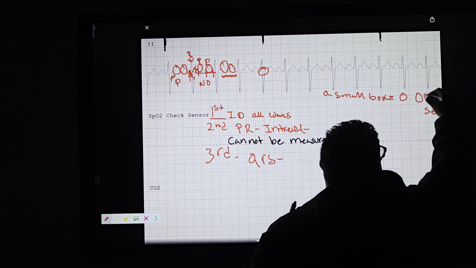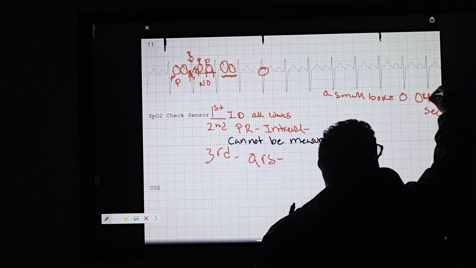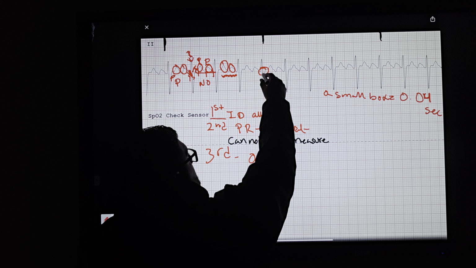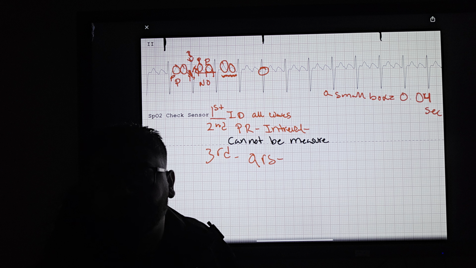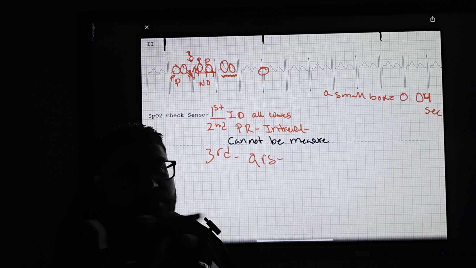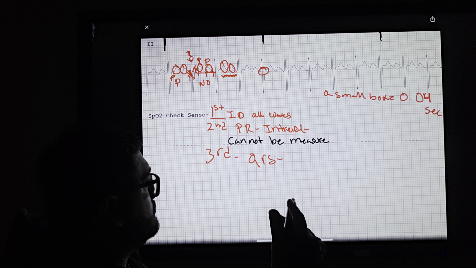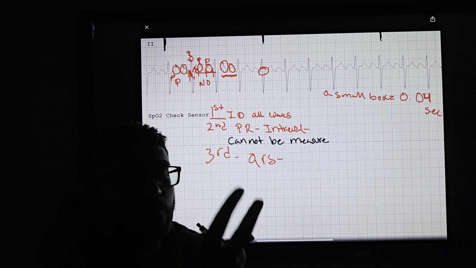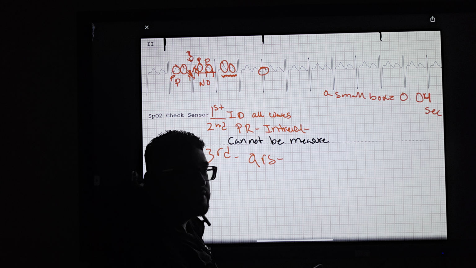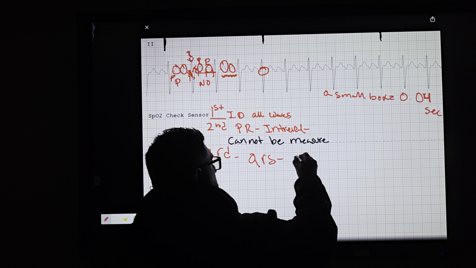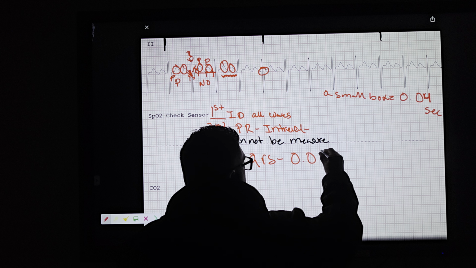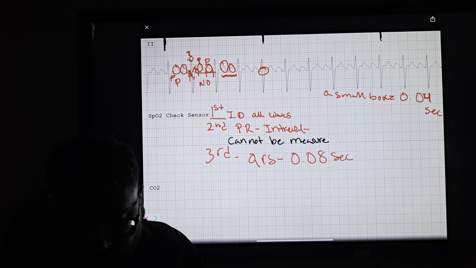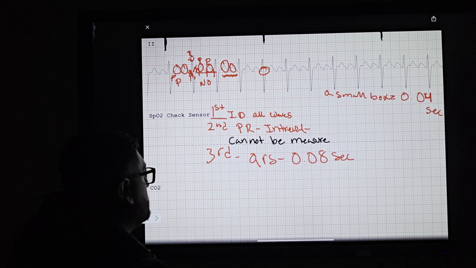0.04 seconds. Now, even if it's marking half a box, you still have to count it as a full box. It touched it. So basically, we have 0.04 times 2. If we have two boxes, it's going to be what? 0.08 seconds.